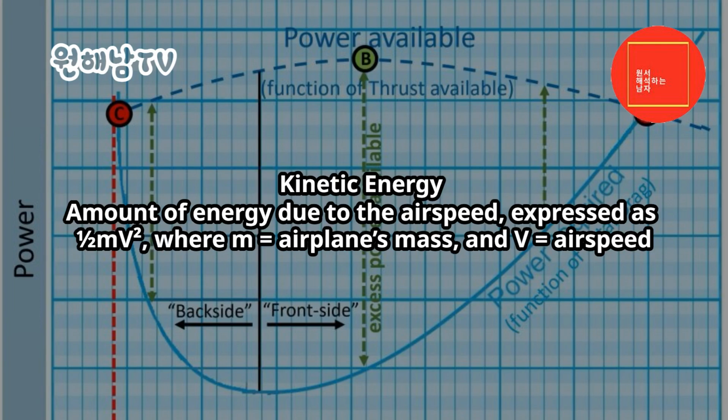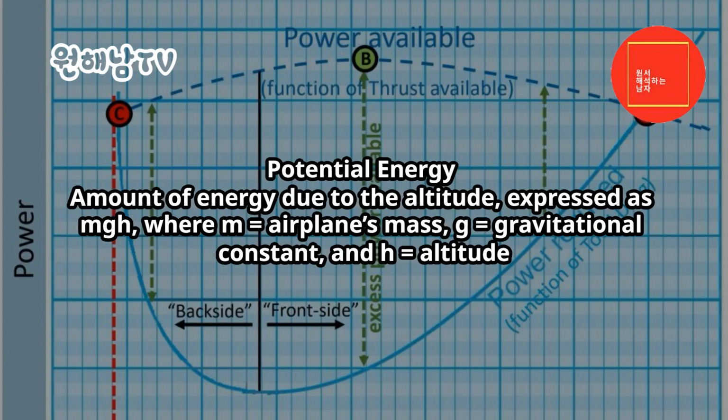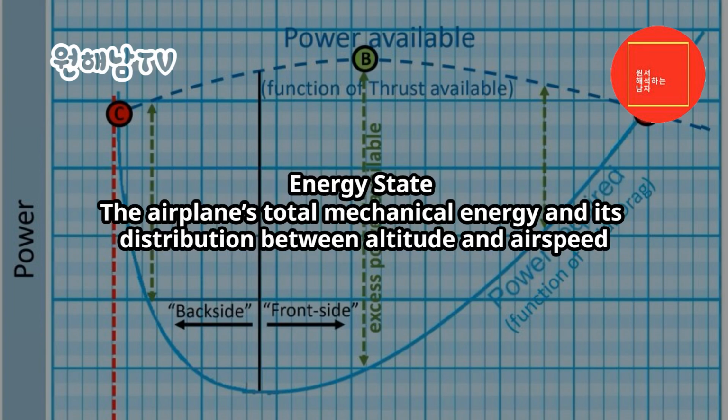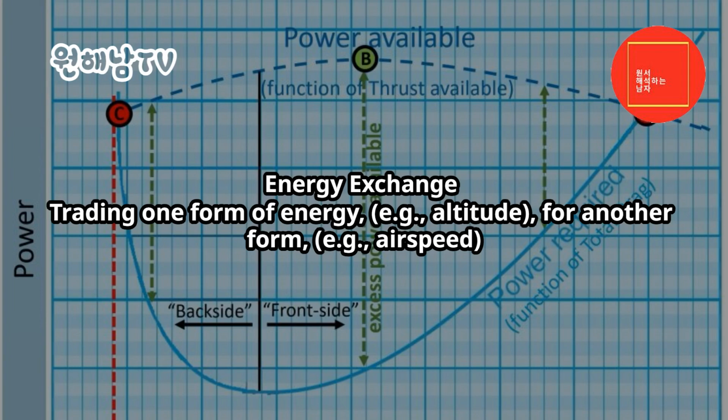Kinetic energy. Amount of energy due to the airspeed, expressed as 1/2 mv squared, where m equals airplane's mass, and v equals airspeed. Potential energy. Amount of energy due to the altitude, expressed as mgh, where m equals airplane's mass, g equals gravitational constant, and h equals altitude. Energy state. The airplane's total mechanical energy and its distribution between altitude and airspeed. Energy exchange. Trading one form of energy, e.g., altitude, for another form, e.g., airspeed.